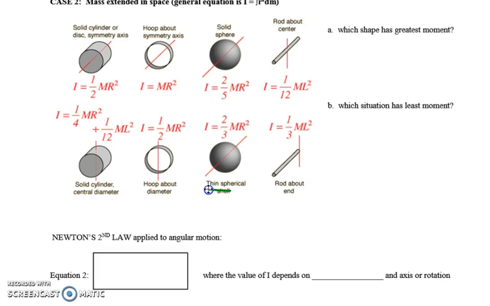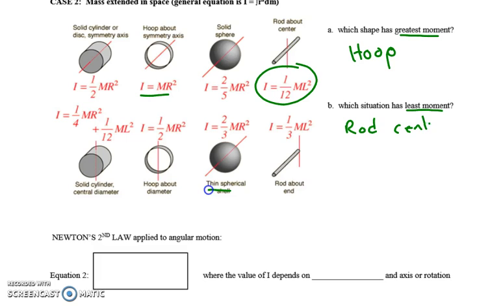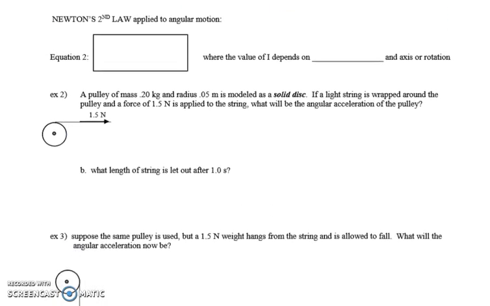So which shape has the greatest moment, which shape will be the most difficult to rotate? Well, the one with the highest moment would be the hoop, again, because all the mass is concentrated far away from the axis. And which one would be the least moment? It turns out, if you look at these, it's this guy right here, a rod, when you go about the center. If you try to take the same rod and rotate about its end, it's got 4 times the moment. All right, so let's bring it together here.